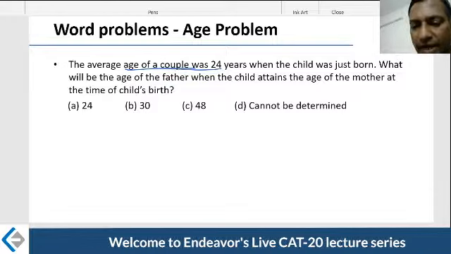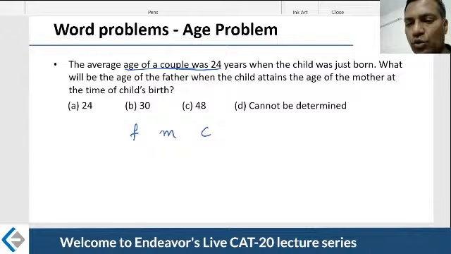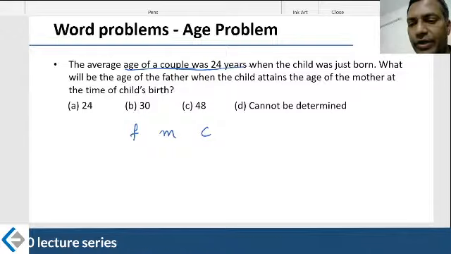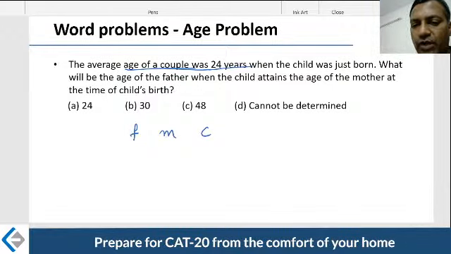Only the couple, husband and wife. Let me put it like this: from the child's perspective, there is a father, mother, and child, C. The average age of the couple is 24 years. I hope all of you have read the complete question. The question is, what will be the age of the father when the child attains the age of the mother?